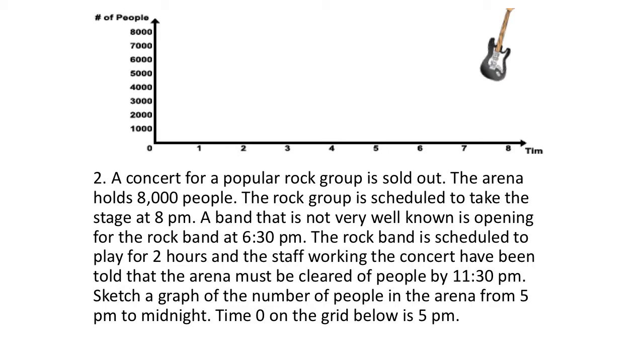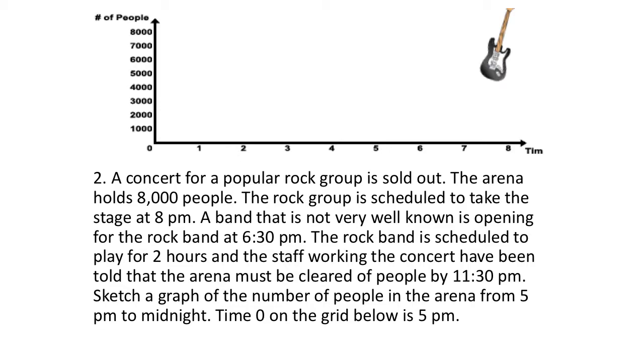Number two: a concert for a popular rock group is sold out. The arena holds 8,000 people. The rock group is scheduled to take the stage at 8 p.m. A band that is not very well known is opening for the rock band at 6:30 p.m. The rock band is scheduled to play for 2 hours, and the staff working the concert have been told that the arena must be cleared of people by 11:30 p.m. Sketch a graph of the number of people in the arena from 5 p.m. to midnight, with the time 0 on the grid being 5 p.m.